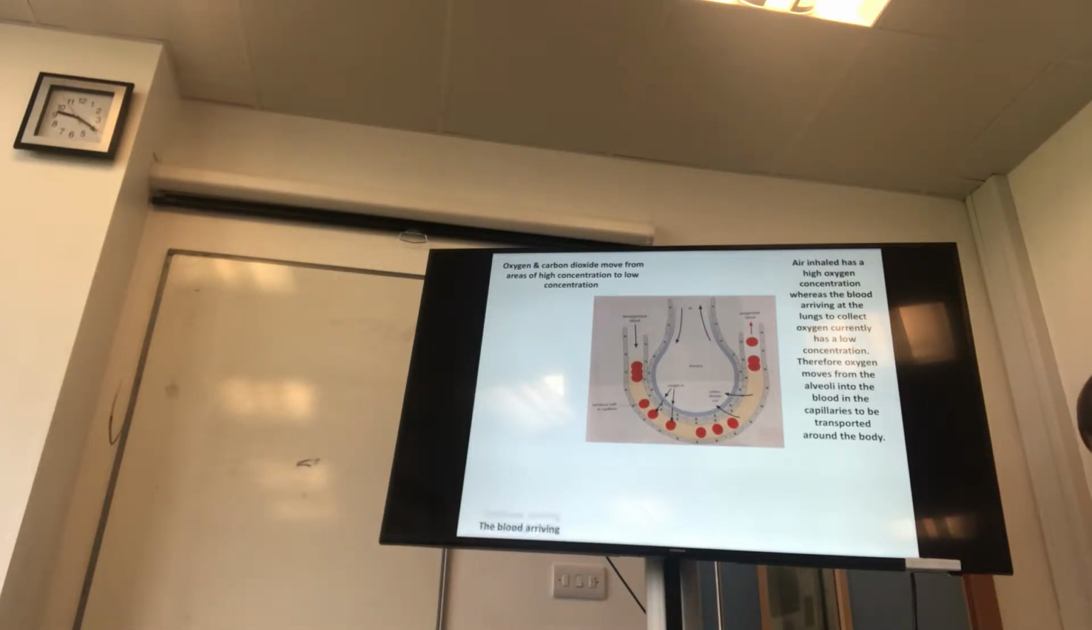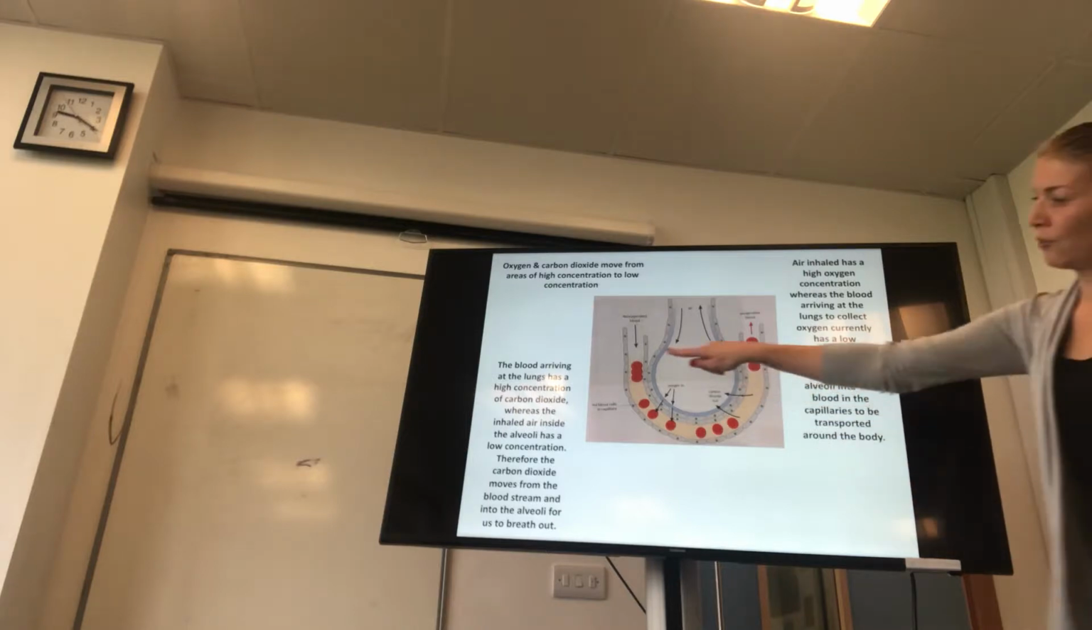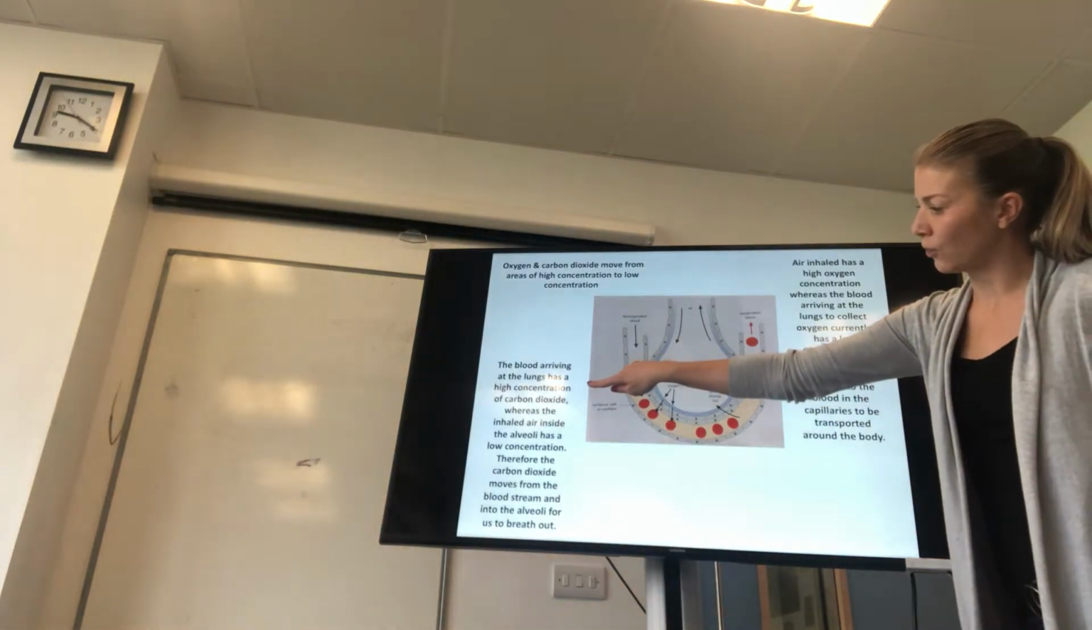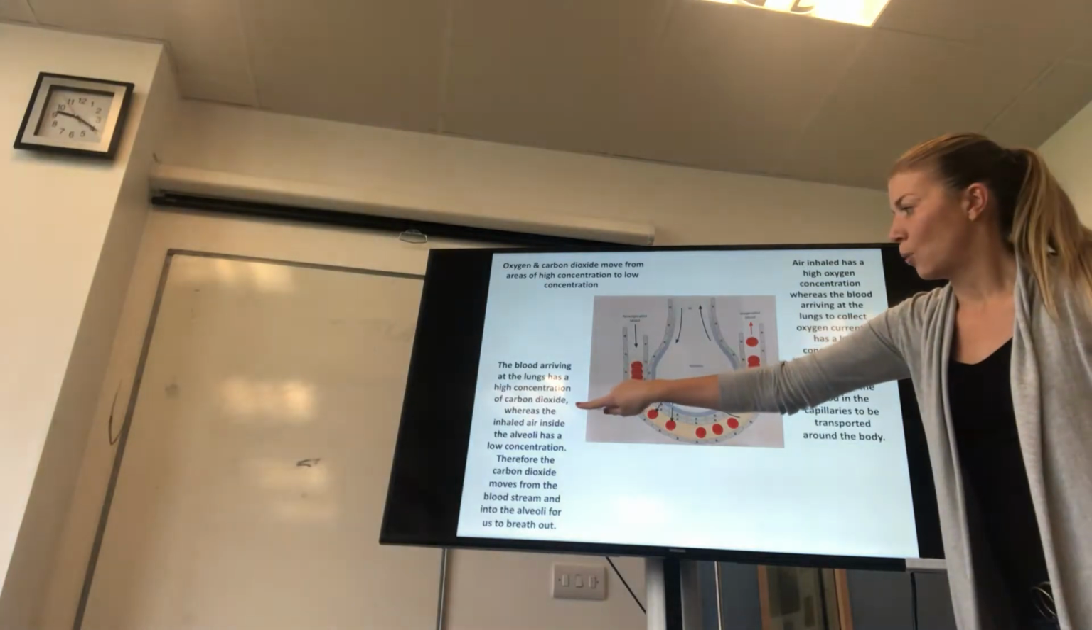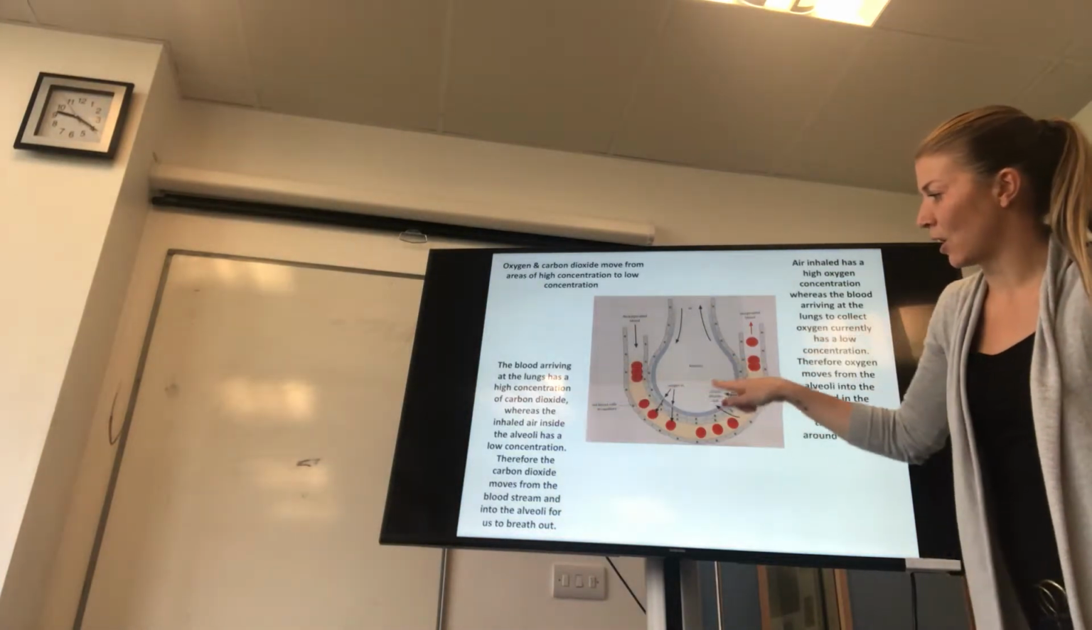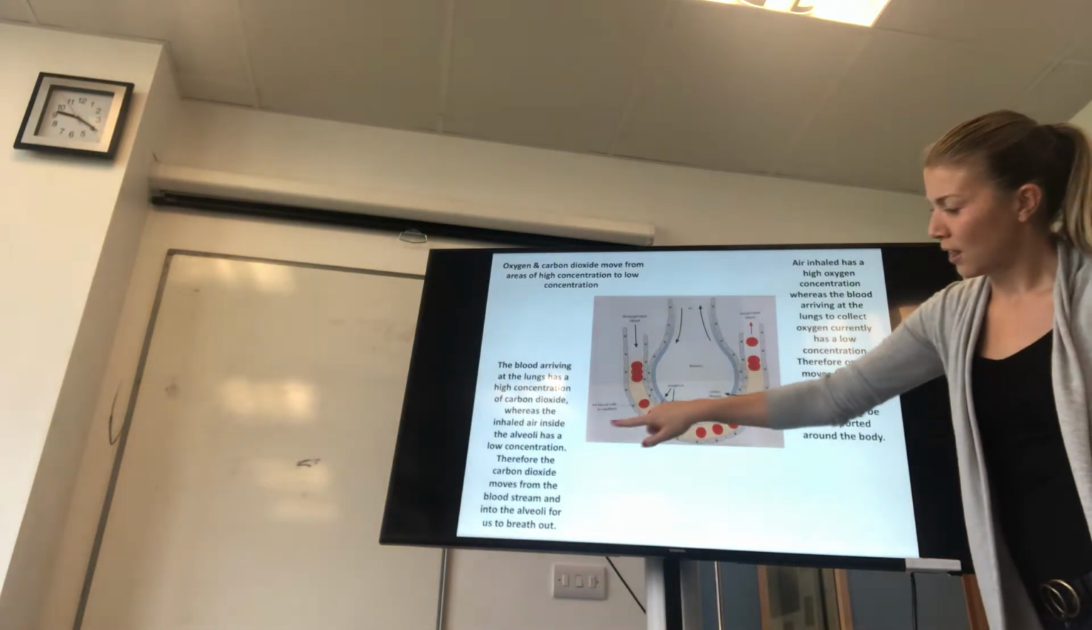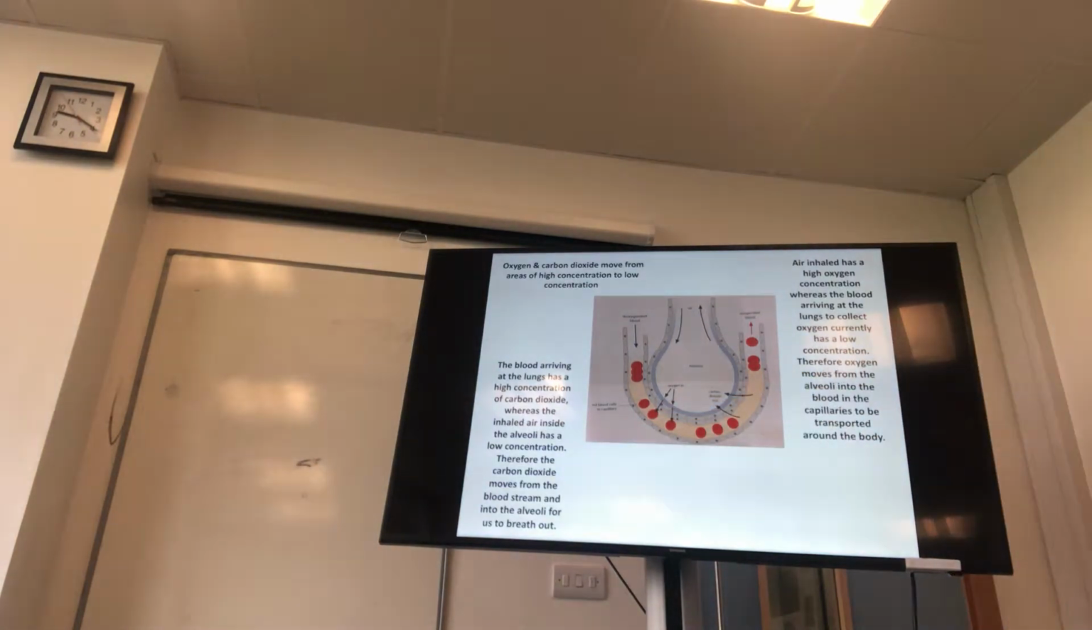Then exactly the same the other way around. The blood arriving at the lungs has a high concentration of carbon dioxide because it's come from the working muscles, whereas the inhaled air inside the alveoli has a low concentration. Therefore, the carbon dioxide moves from the bloodstream and into the alveoli for us to breathe out.